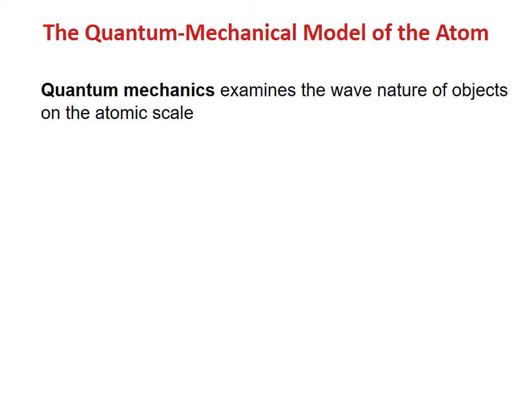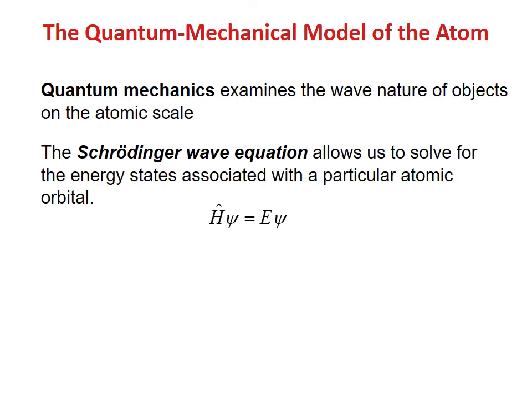You have learned that at atomic scale, particles also behave as a wave. Now, Bohr's model was very successful for the hydrogen atom. However, it does not include the wave nature of electrons, and therefore we need a new theory to describe atoms. The new theory is called quantum mechanics. Quantum mechanics examines the wave nature of objects on the atomic scale, and this theory is based on a mathematical equation called the Schrödinger equation. In this equation, this is called the Hamiltonian operator.